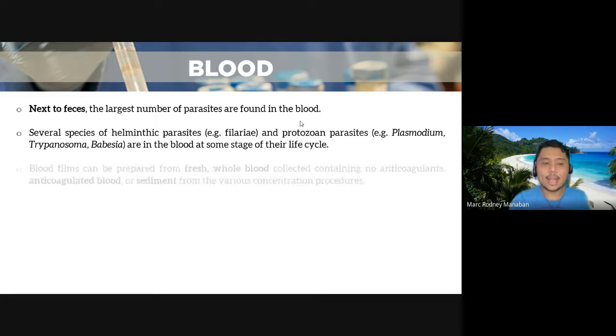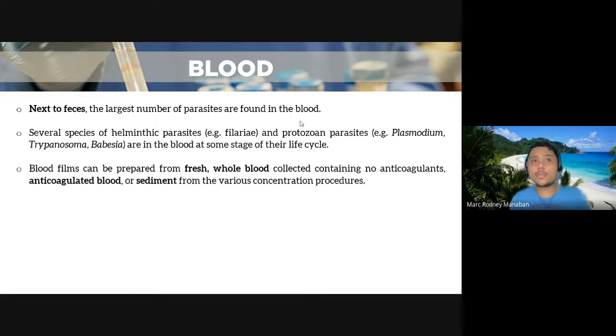Okay, all right. Now, for blood examination for parasites, of course, we need to make blood smears or blood films. So how are your smearing skills there? Okay, so continue practicing, it needs practice. Now again, blood films for parasitology can come from a lot of samples or sources. It could be fresh whole blood, it could be anticoagulated, or it could also be sediments coming from concentration procedures.